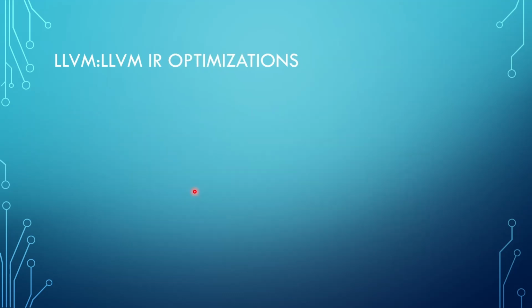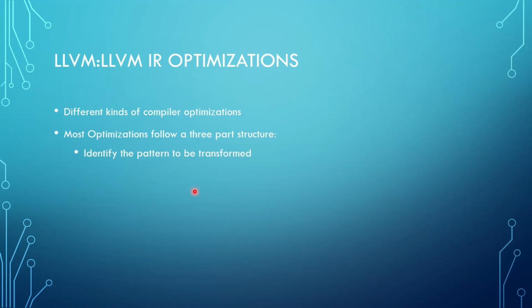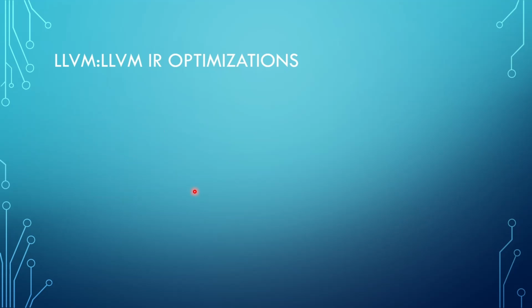First of all, I must say there are a lot of different kinds of compiler optimizations, so it is hard to provide a recipe that will handle all the possible arbitrary problems. But most of the optimizations follow a three-part structure. First, we need to identify the pattern to be transformed. The second step is to verify the correctness of the transformation, whether it is safe to apply that transformation there. And the final step is to update the code.